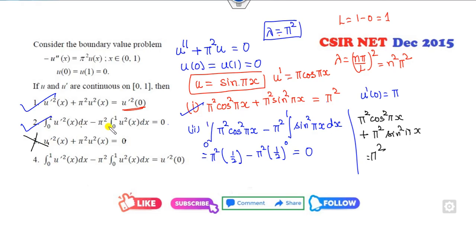This one is similar to this, only on the right hand side, instead of 0, it's u dash square. What is u dash square at 0? It is pi square, but we need 0. So that means this option is cancelled. The right options are A and B, my correct answers of this problem.